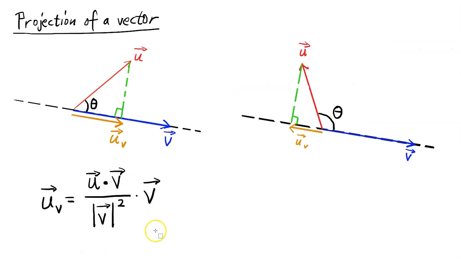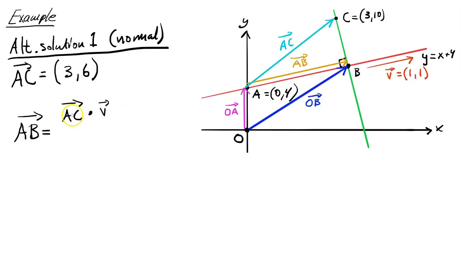So here is the formula for vector projection. So this is the projected vector, this is the vector we want to project, and the rest here is the directional vector on the line. So projecting AC on V. Then we have V squared here according to the formula, and V here again. Then we just need to plug in. So now we know everything.